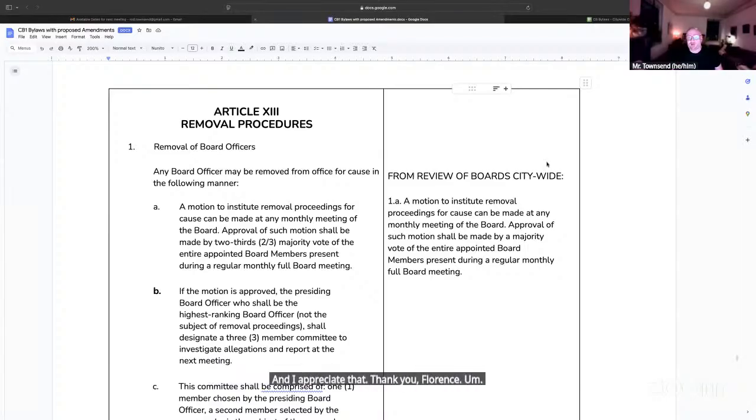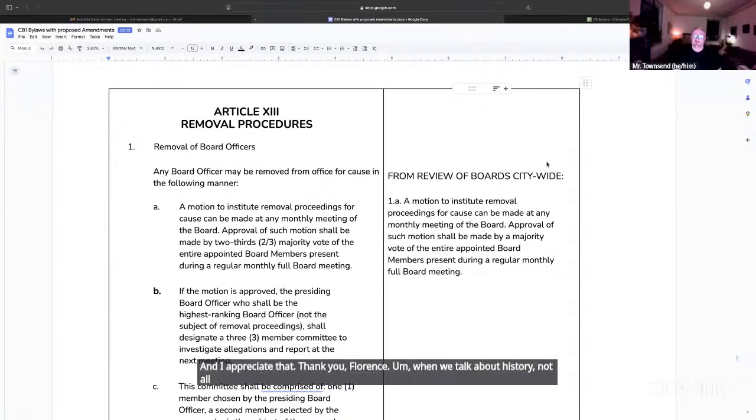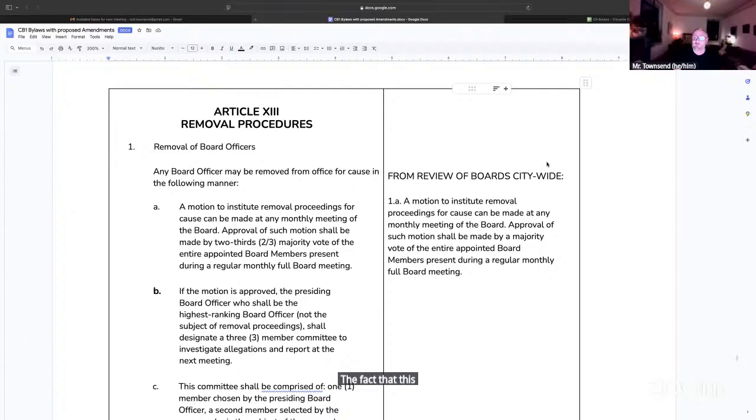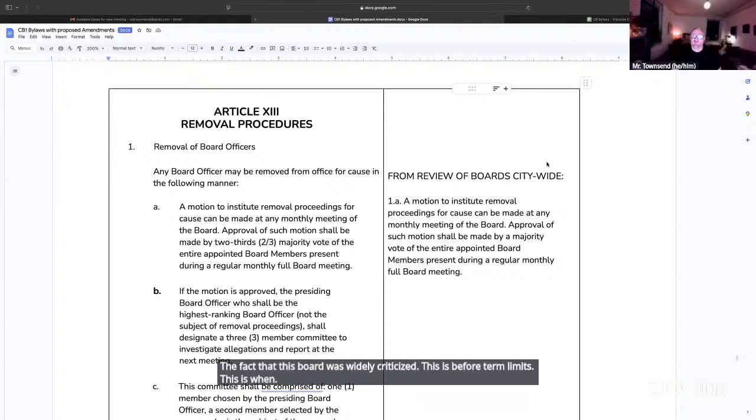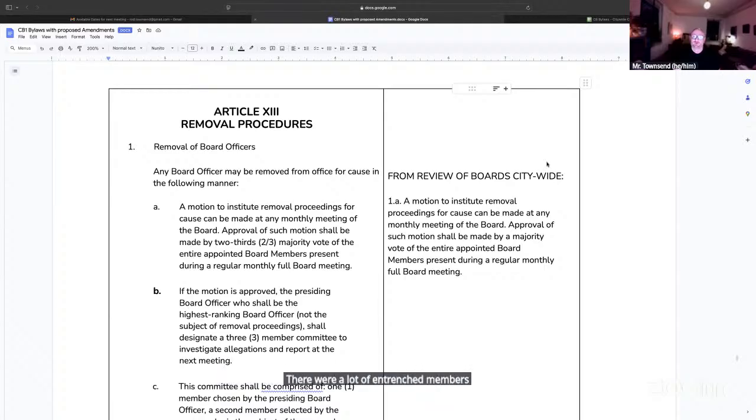When we talk about history, not all history is good history. And that's why I bring up the fact that this board was widely criticized. This is before term limits. This is when there were a lot of entrenched members of the board who didn't participate much and rubber stamped things. We have a much more vibrant and active board now.